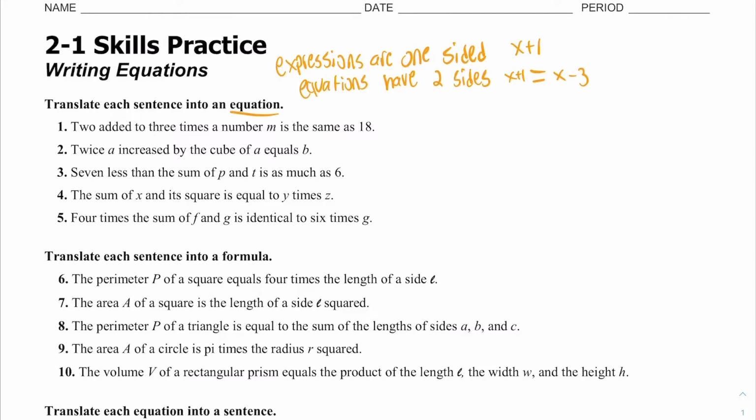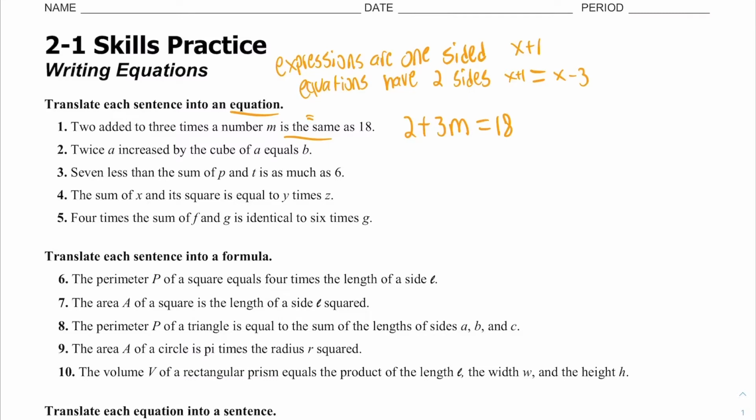There's going to be two parts of an equation. The first sentence, 2 added to 3 times a number m is the same as 18. Is the same as means equals, and the other parts you should have already learned before.